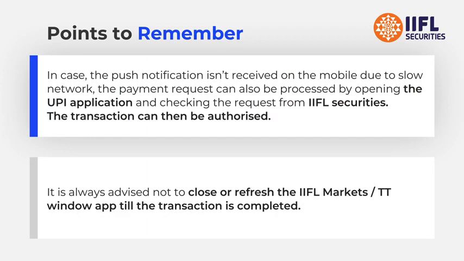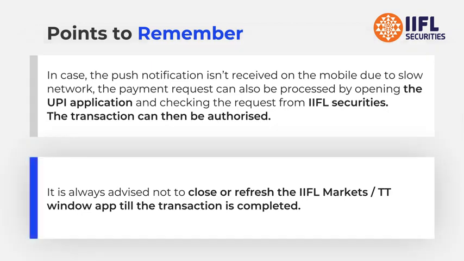In case the push notification isn't received on the mobile, due to slow network, the payment request can also be processed by opening the UPI application and checking the request from IIFL Securities. The transaction can then be authorized. It is always advised not to close or refresh the IIFL Markets or TT Web app till the transaction is completed.